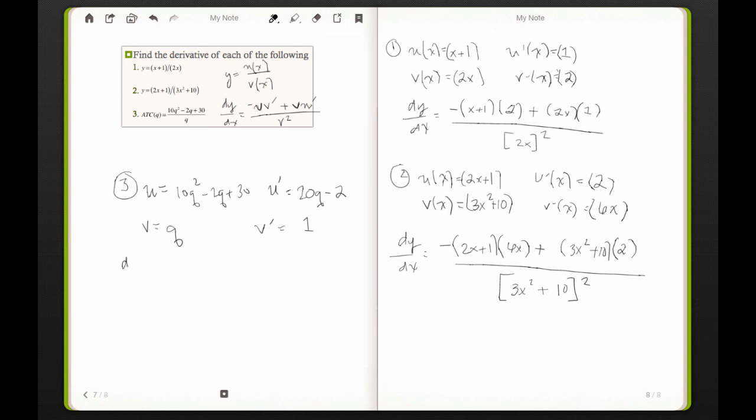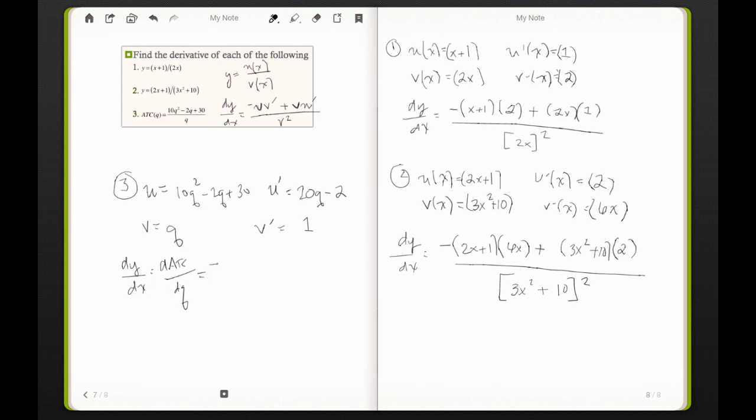I'm going to plug it into the formula. You can write dy dx; it's the same thing as saying dATC dq, right? This is the dependent variable. This is our variable of interest.